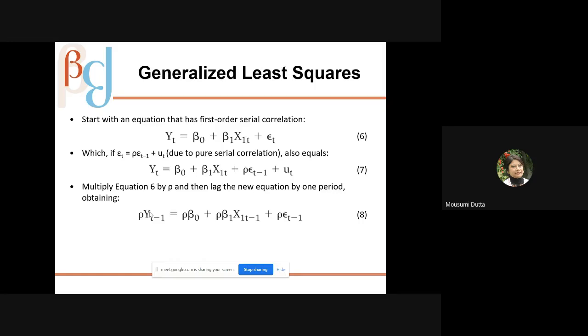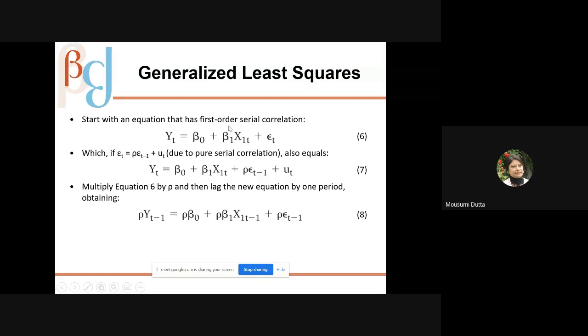So what we can do, we can multiply the entire model by rho. We are also considering a lag by one period. We are multiplying the entire equation by rho. So what we are getting first, if I consider a one period lag, Yt minus 1 equals beta naught plus beta 1 x1 t minus 1 plus rho epsilon t minus 2 plus ut minus 1.